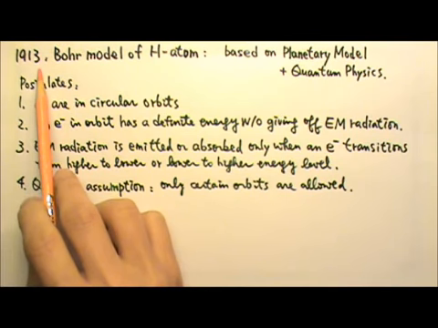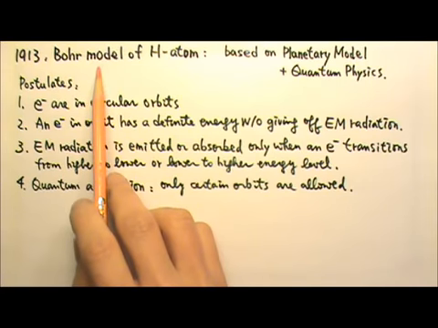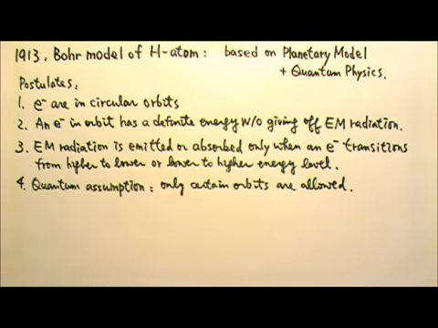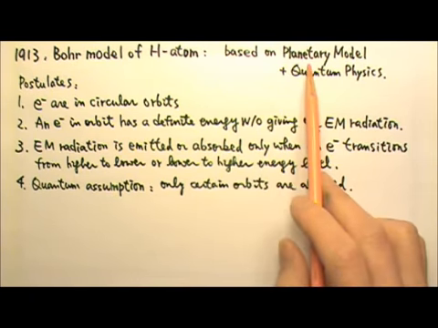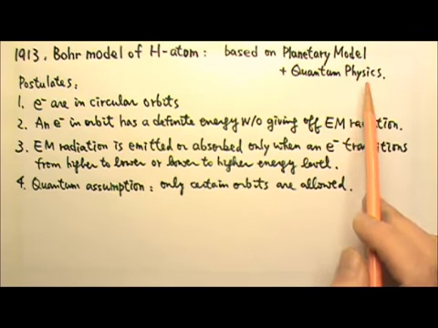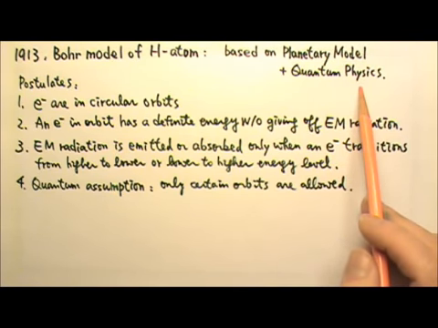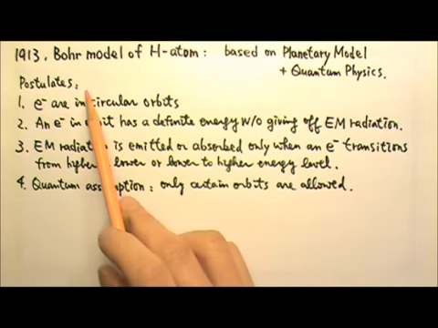In 1913, our understanding of the hydrogen atom took a giant leap when Niels Bohr introduced his model for the hydrogen atom that allowed him to derive Balmer's formula. Bohr's model is based on Rutherford's planetary model, but Bohr felt that he needed to incorporate the newly developed ideas of quantum physics. He made 4 postulates.